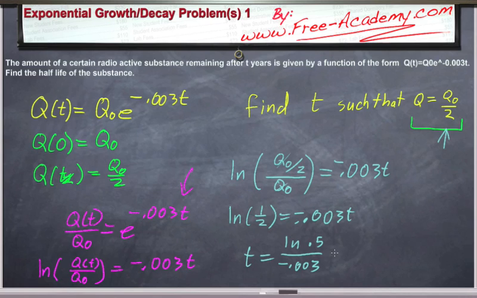Now all we need to do is plug that into our calculator, and we get 231 years. So after 231 years, this isotope will be half of its original value. There wasn't anything complicated or special here, just as long as you remember the trick for the half-life: you replace q of t with q naught over 2. So there you go, that's this problem.